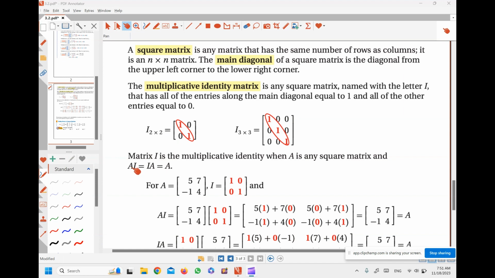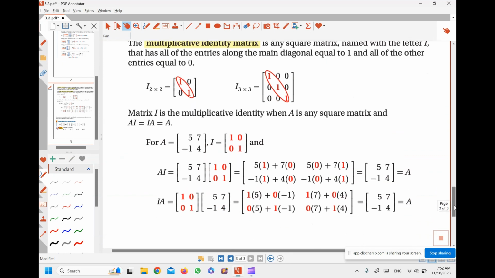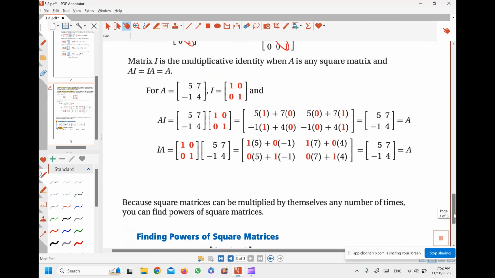Let's say we have a matrix A. By multiplying A by the identity matrix, the result is still A. Or multiplying the identity matrix by A, the result is still A. As you can see in the example, this is the 2 by 2 multiplicative identity matrix, and this is a 2 by 2 square matrix. Multiply them by each other, either first A then I or first I then A, and the result won't change. It's still A, like the number 1.